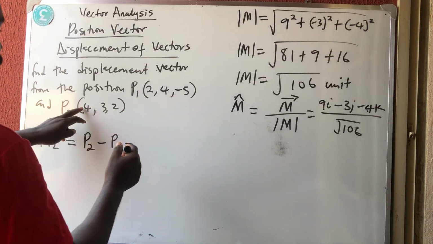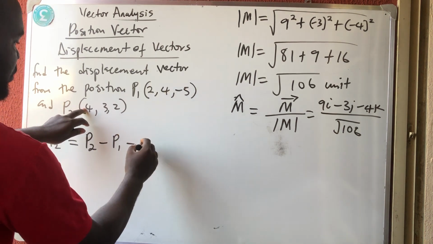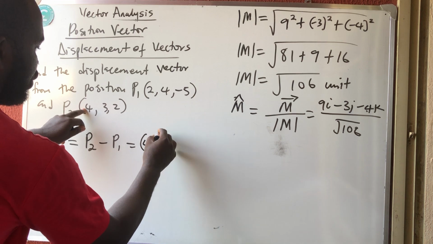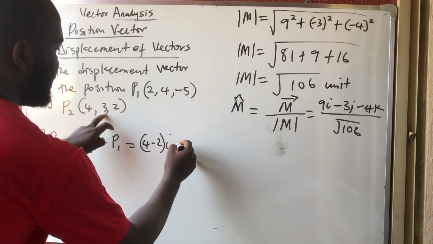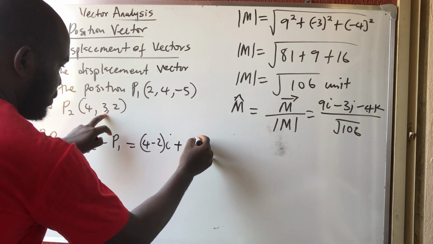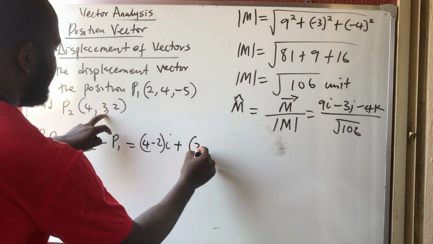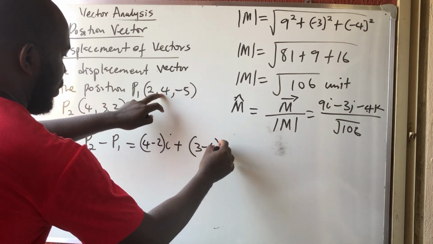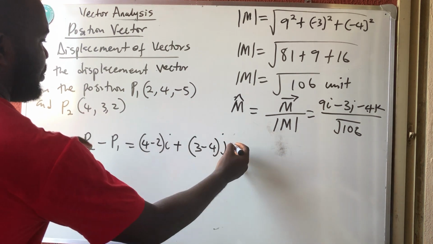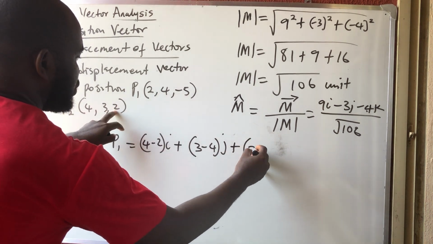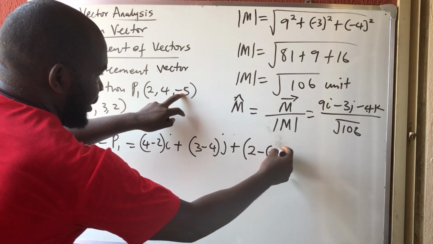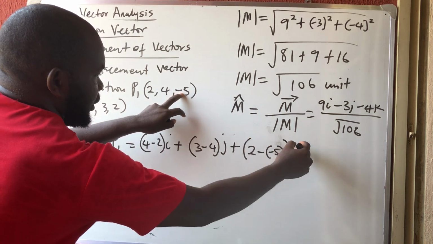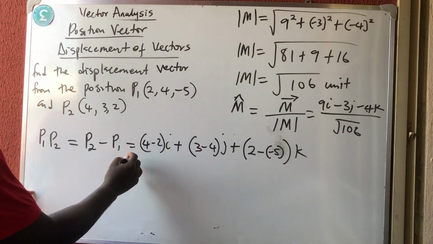So let us start. It's going to be 2 first before 1. So you say 4 minus 2, put the i. Then the next thing is what? Plus is always in the middle. So you start again. 3 minus 4, you put your j. Plus is always in the middle. Then you have 2 minus first before you have minus 5, k.